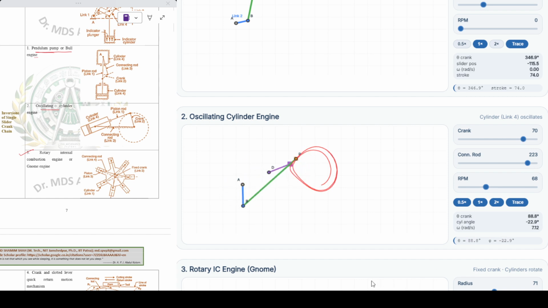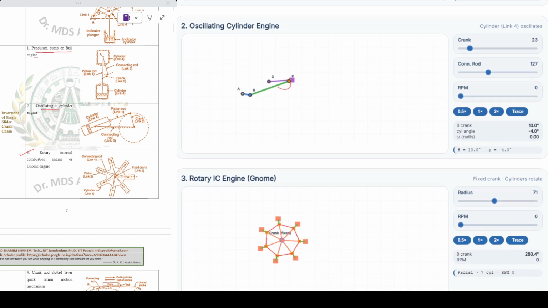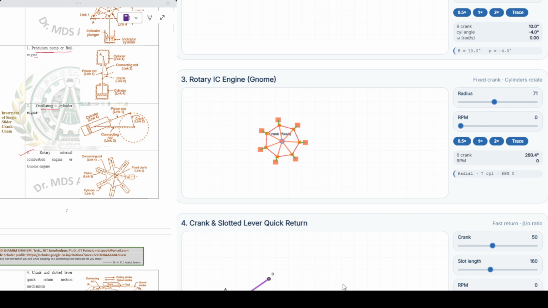You can find a piston here. The same piston you will find here also. This piston P is moving up like this. See how this mechanism is making the motion. Connecting rod, crank length I am decreasing, RPM I am decreasing. Okay, that's over. Now the RPM I am stopping. Now I am going to discuss the rotary IC engine, internal combustion.